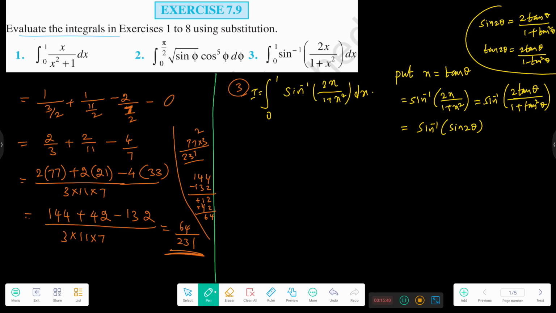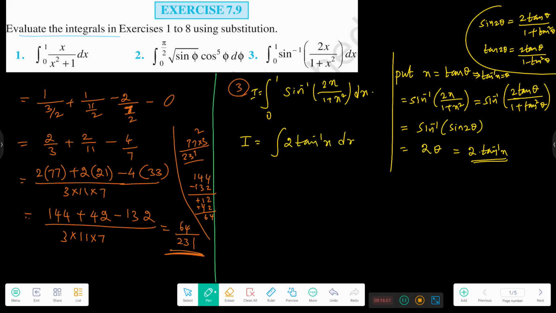That you must have idea. So which is equal to 2 theta. Here theta in the sense what? Theta means from here you can find. Tan inverse x is equal to theta. This is the simplification for the question. The whole question became now 2 times tan inverse x into dx, 0 to 1.